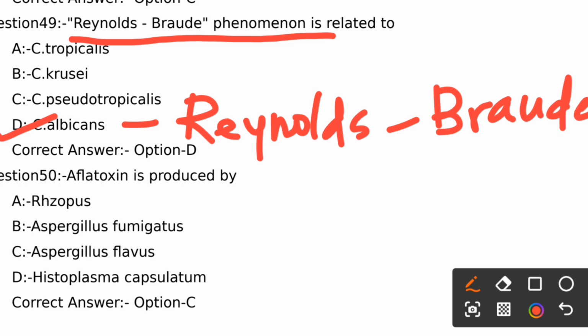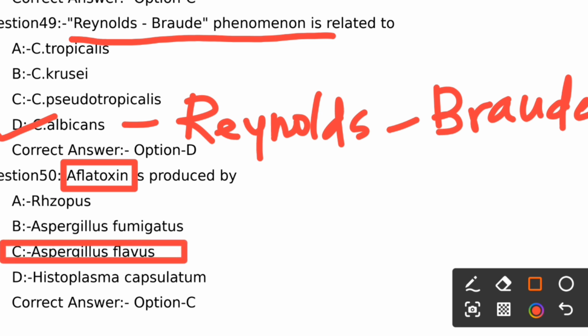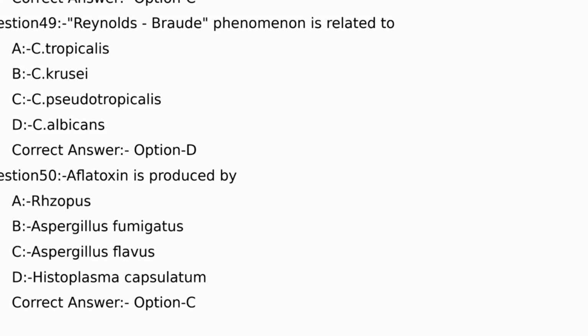Next one. Aflatoxin is produced by option A Rhizopus, option B Aspergillus fumigatus, option C Aspergillus flavus, option D Histoplasma capsulatum. Aflatoxin is a fungal toxin. It is produced by Aspergillus flavus. Aflatoxin is produced by Aspergillus flavus.